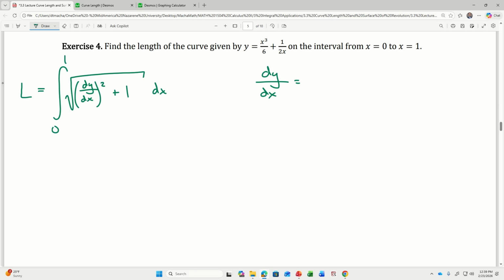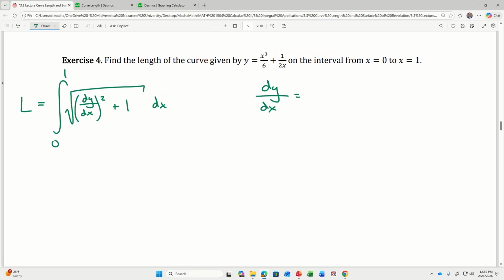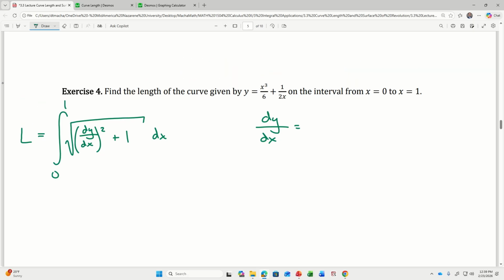Okay, so minus 1/2 x to the negative 2. Yeah, I think you are just about right, because this is 1/6 x cubed plus 1/2 x to the negative 1. And so with the power rule, we bring down the power, and that becomes 3/6, which is 1/2 x squared minus 1/2 x to the negative 2 power.